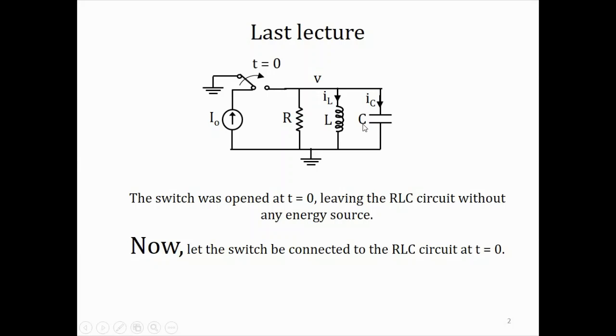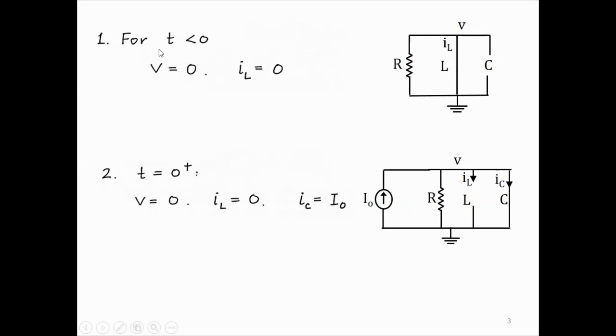to the RLC circuit. So we follow the three steps: t less than 0, t equal to 0 plus, and t greater than 0. So for t less than 0 there was no current source, and we assume that the circuit was in steady state. So the inductor was a short circuit, capacitor was an open circuit, no energy source, so everything is 0. The inductor current is 0, the capacitor voltage, which is V, is also 0. So at t equal to 0 plus these two quantities, capacitor voltage and inductor current, of course do not change when the switch closes, so they stay 0.